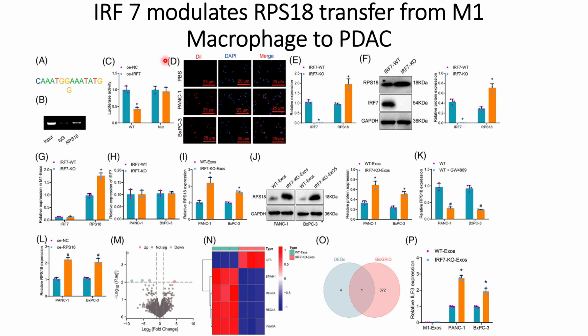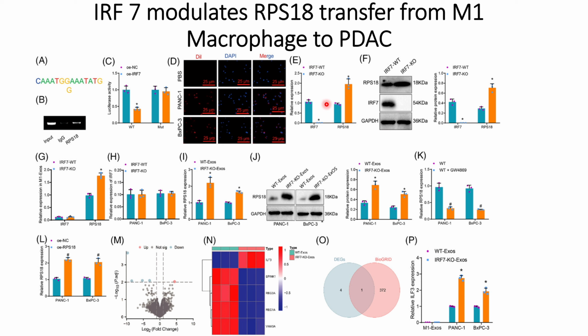After that, they also checked this using DiL, where they can see the amount of exosomes, which are red in color, in the pancreatic cancer cells and also in the BXPC3 cells. Here they used exosomes separated out from the wild type M1 macrophages. In the PBS, where there are no cells, they see a decrease in the signals because exosomes degrade. However, in the PANC1 and BXPC3 cells, the exosomes are still there, indicating that the exosomes are internalized by these cells.